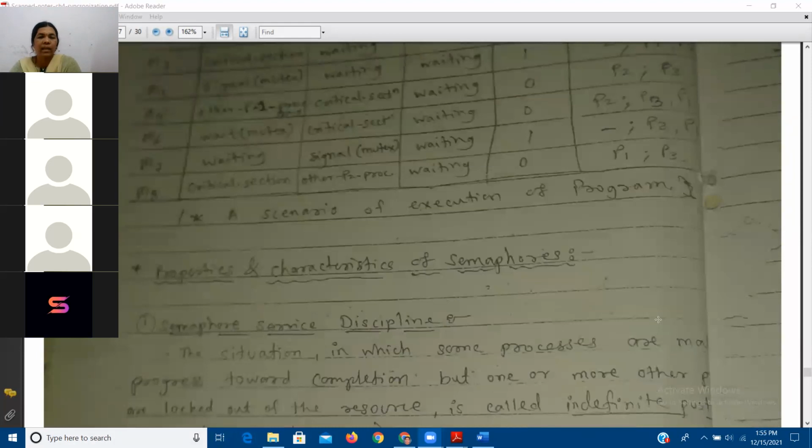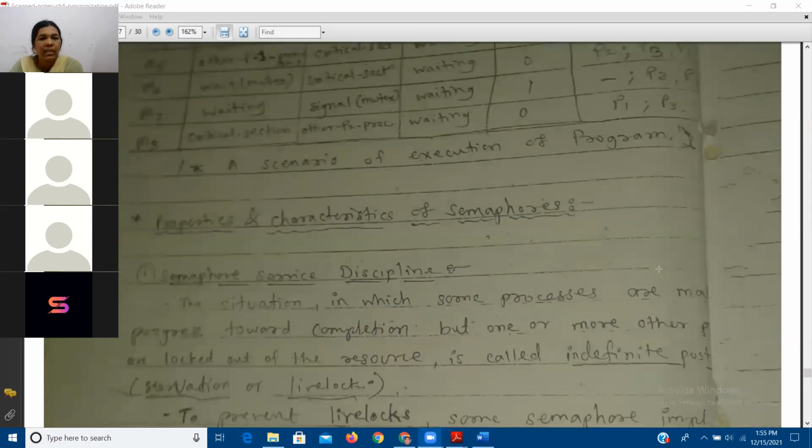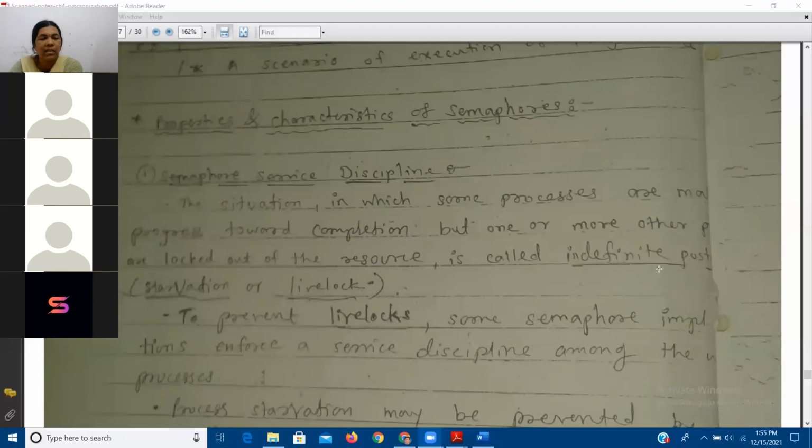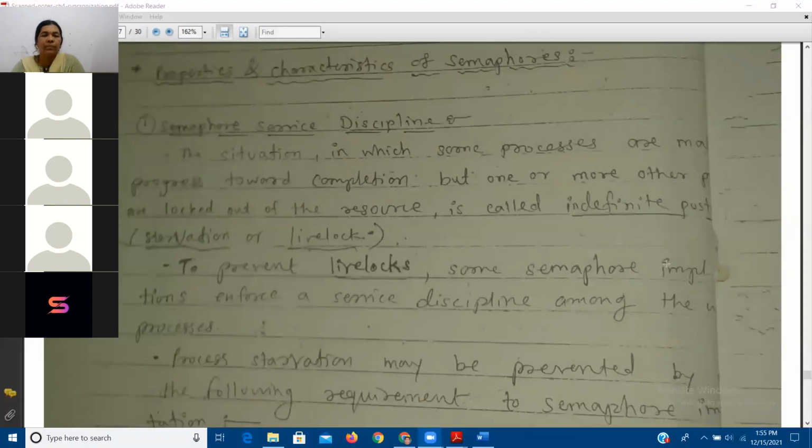Okay. Now write down the characteristics. So in short, you can write the characteristics. First characteristic is semaphore service discipline. And second characteristic is semaphore granularity. Properties and characteristics of semaphore.